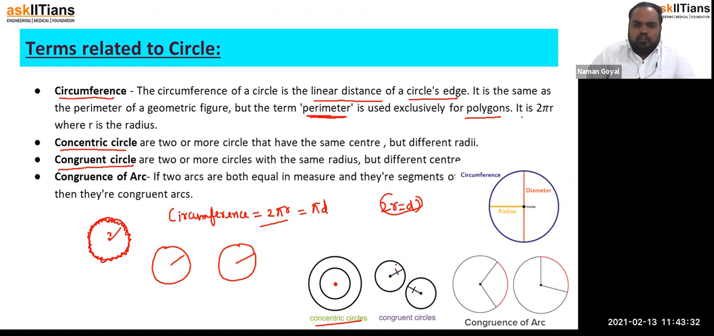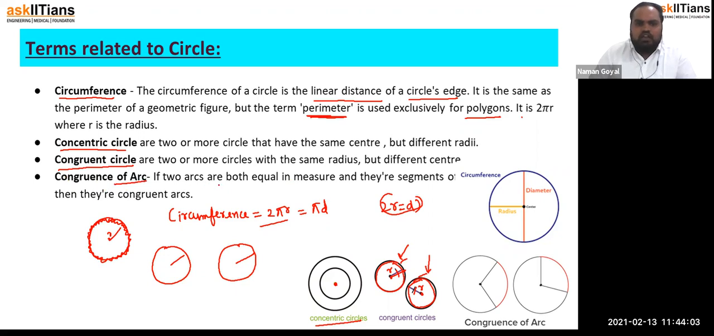Simple as that. Now see, there are two circles, one is this and one is this. I draw a circle taking this as center and radius r, and I draw another circle taking this point as center and radius r. So the radius of these two circles is the same, and when the radius of two circles is the same, they are known as congruent circles.